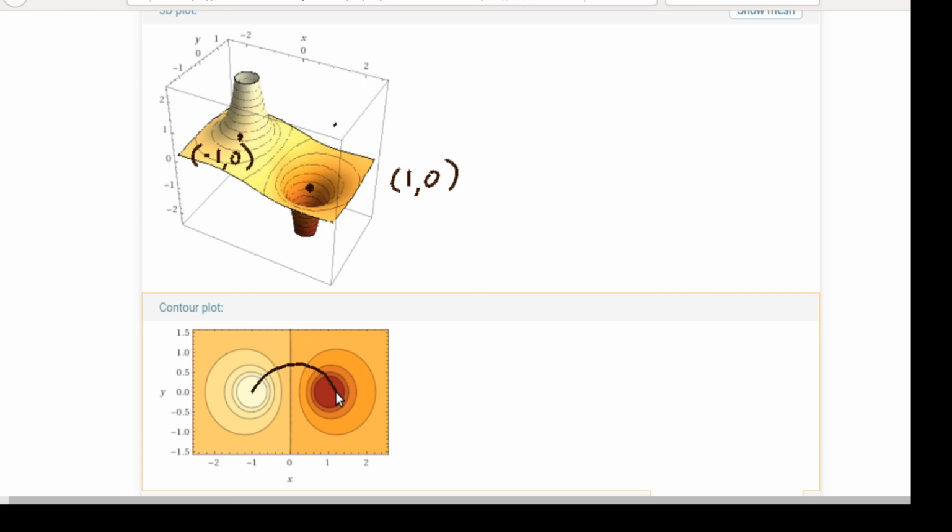So electric field vectors are going to look like this, leaving the positive charge and landing on the negative charge. I'm not very good at drawing perpendicular to those curves, but we're going to have this kind of shape for a dipole field.